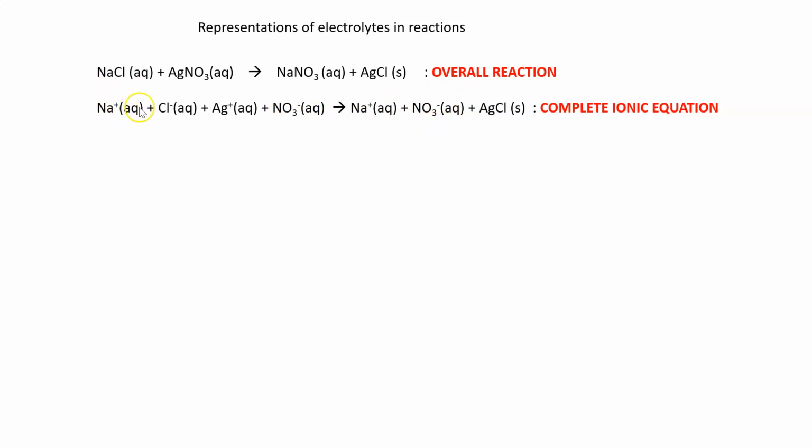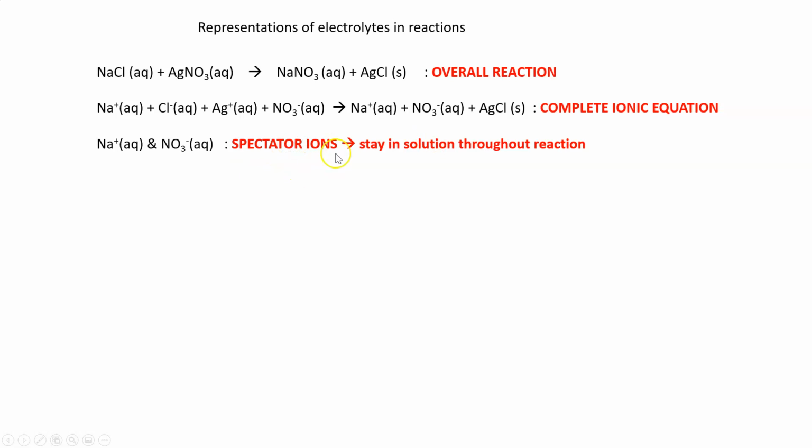I mean, since sodium and nitrate salts are always soluble, then sodium and nitrate are pretty much always spectator ions. Okay, so spectator ion is the special term we use for the ions that stay in solution throughout the reaction. The idea is that they're not really doing anything chemical in the reaction. They're just sitting there watching the other ions do things.